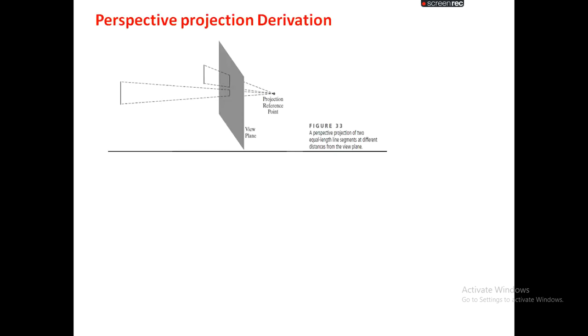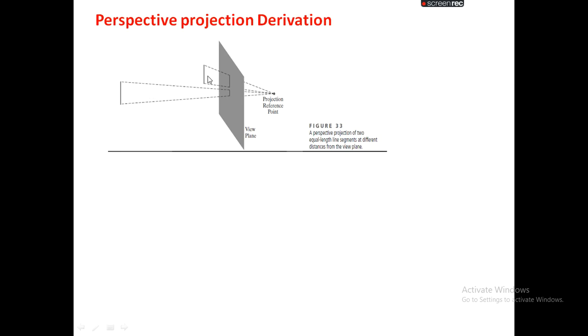Now we are discussing determining perspective projection coordinates on the view plane. When we are using perspective projections in our OpenGL program, we know that the property of perspective projection is that when two objects of equal size are placed in the space.